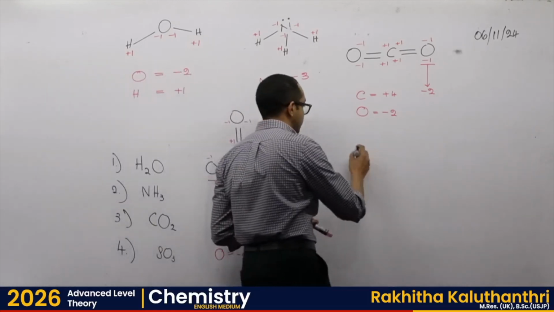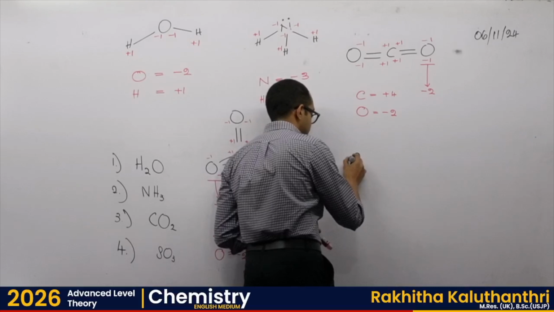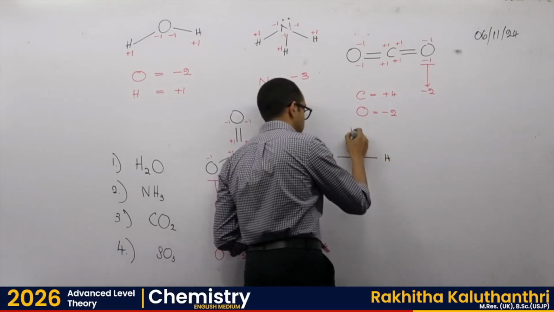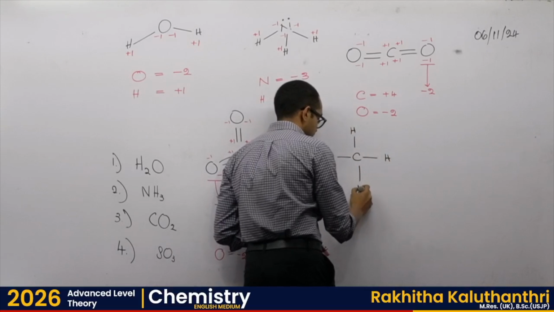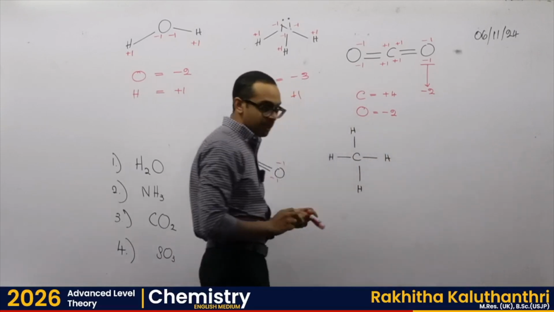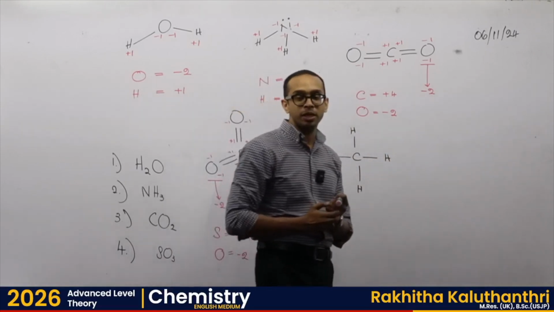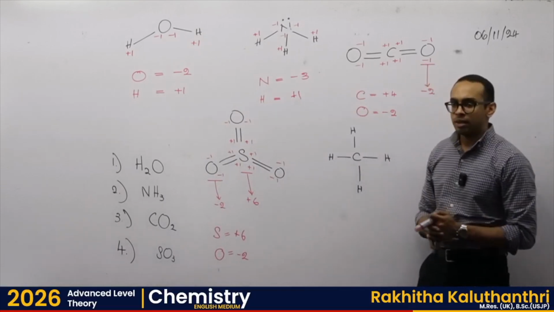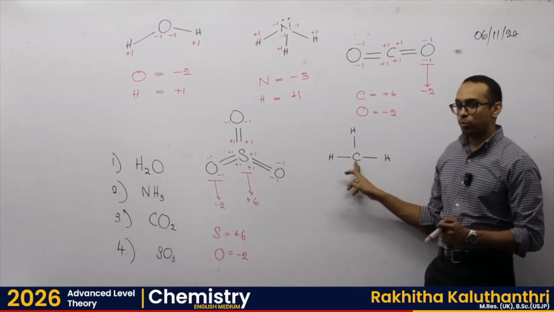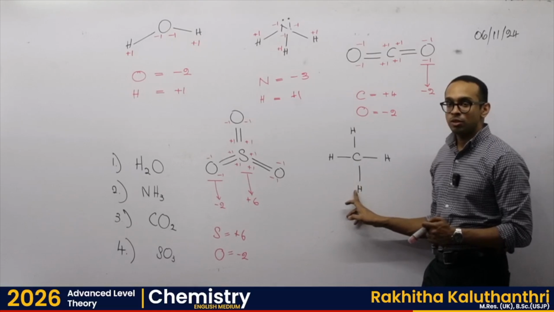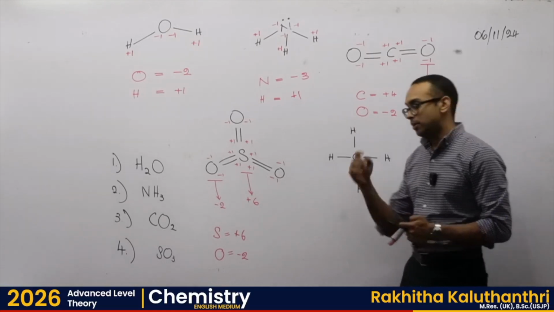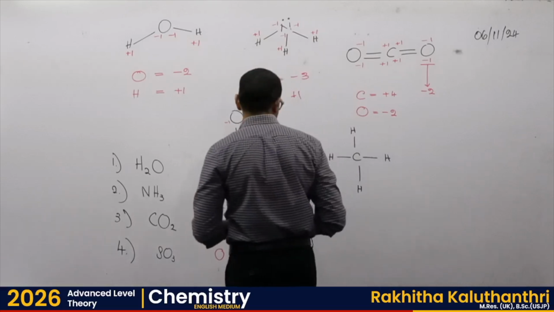So the next one, we have CH4. Can you all remember the electronegativities of hydrogen and carbon? You should by now. Carbon is 2.5, hydrogen 2.1. It will be helpful.